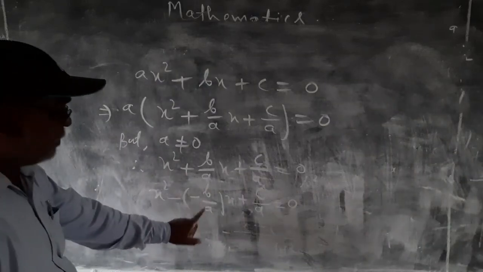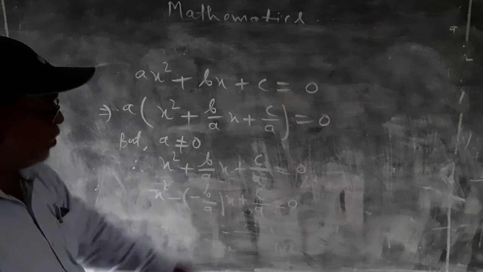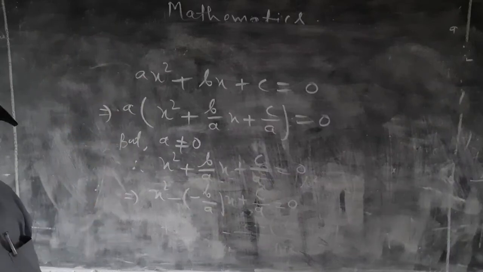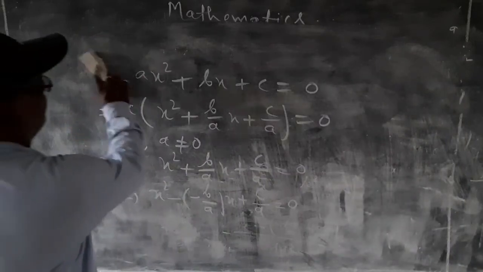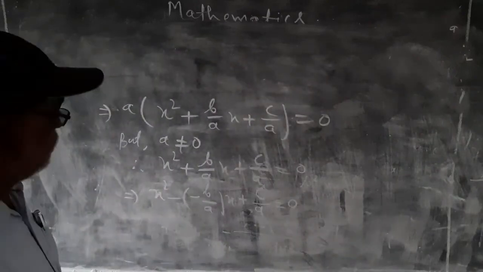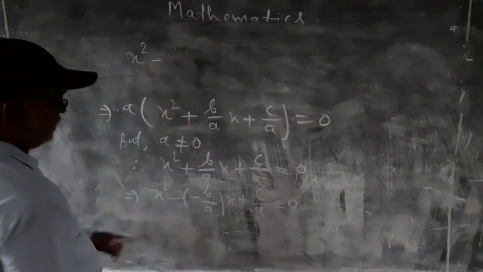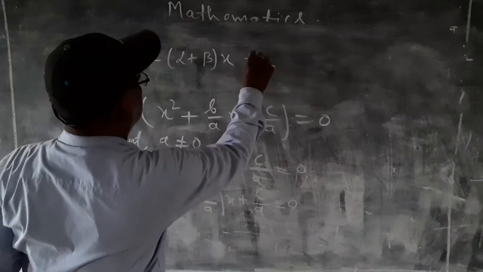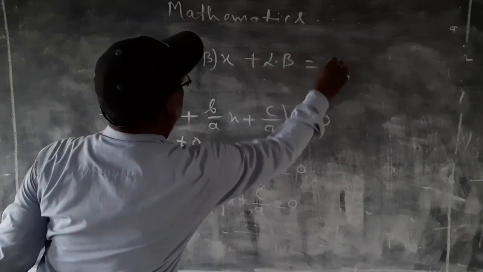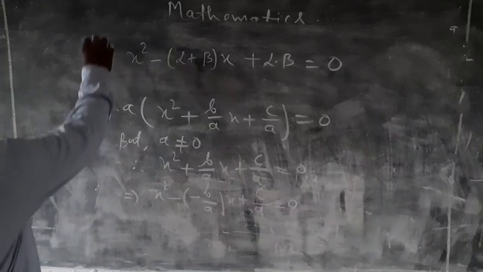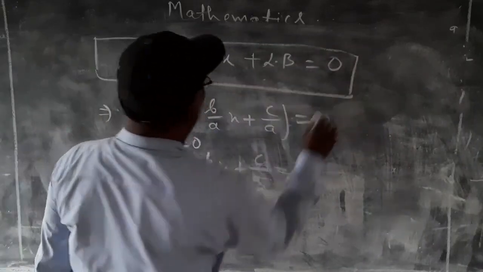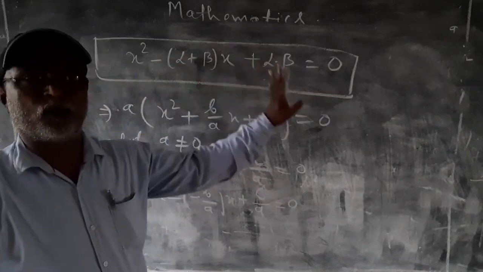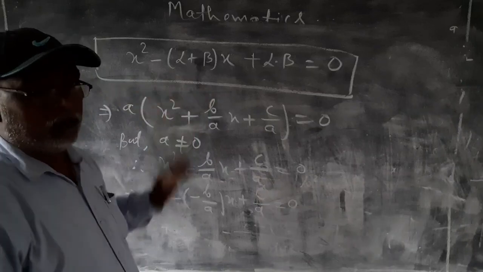You know, the sum of the zeros is minus b by a, and the product of the zeros or product of the roots is c by a. In the case of a quadratic polynomial, it is said sum of zeros, and in the case of a quadratic equation, it is said the sum of roots. Therefore, you can write it as x square minus (alpha plus beta) x plus alpha into beta equals 0. Now, this is the formula to obtain the quadratic equation if the roots are known, or the sum and product of the roots are known. Then you can apply this formula.